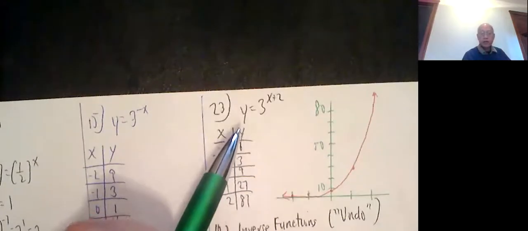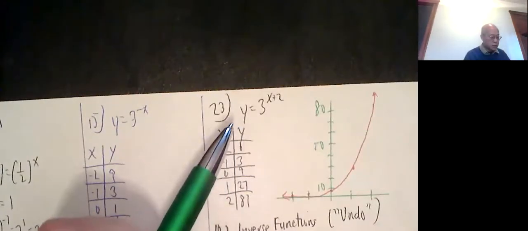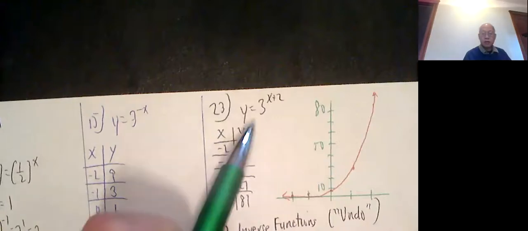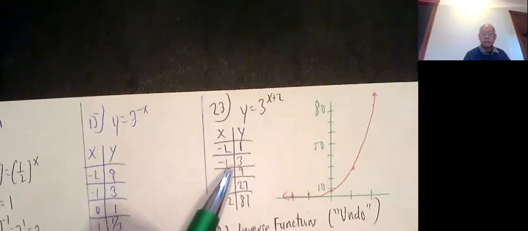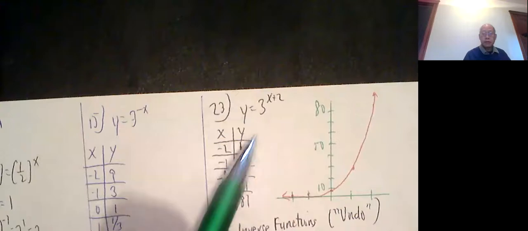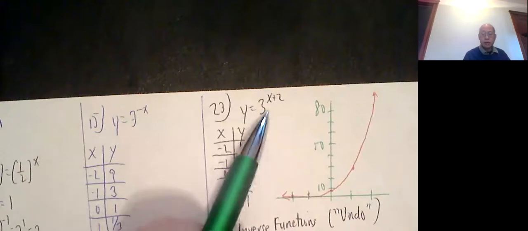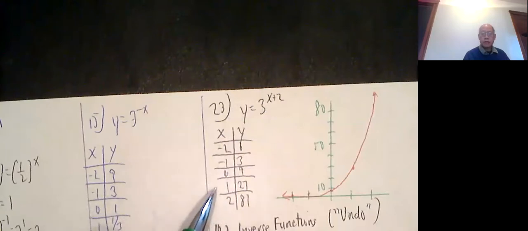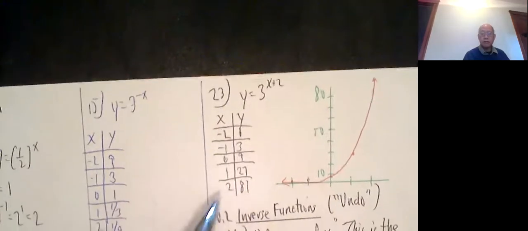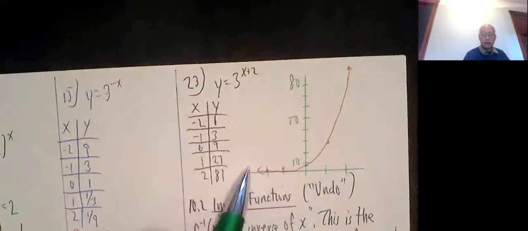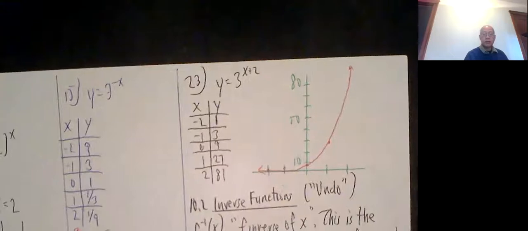Okay, and finally, y equals 3 to the x plus 2. So I made a table again from -2 to 2. Plug in -2, you get 3 to the 0, which is 1. Plug in -1, 3 to the 1 is 3. Plug in 0, 3 squared is 9. Plug in 1, 3 cubed is 27. Plug in 2, 3 to the 4th power is 81. So it shoots up like crazy, goes like that. And we know on this side, it falls rapidly. So this is a graph of 3 raised to the x plus 2 power.